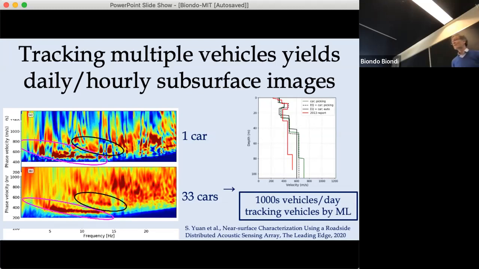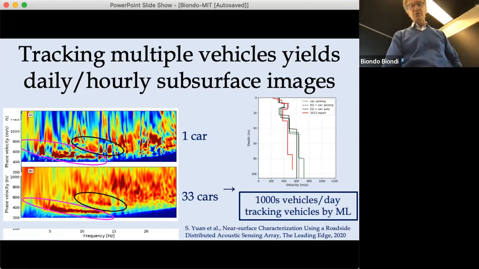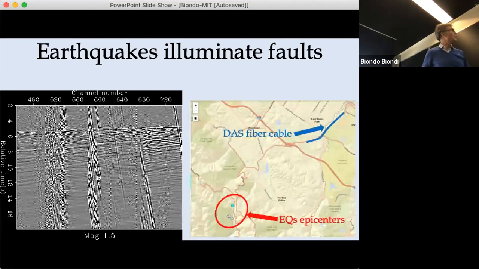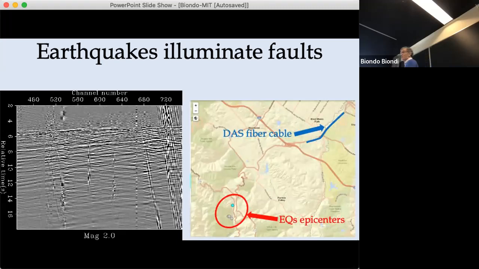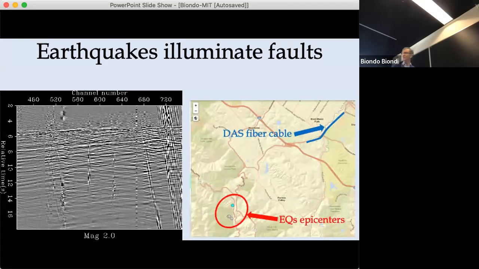Going back to earthquake seismology methodologies to invert for the VS, the shear wave velocity. And here we compare to a known measure of velocity. Interesting enough, you can also start to see hidden faults that are not necessarily known.